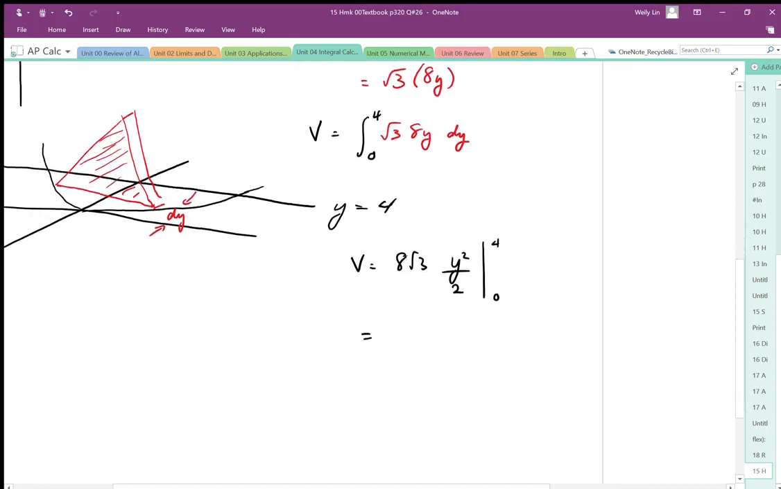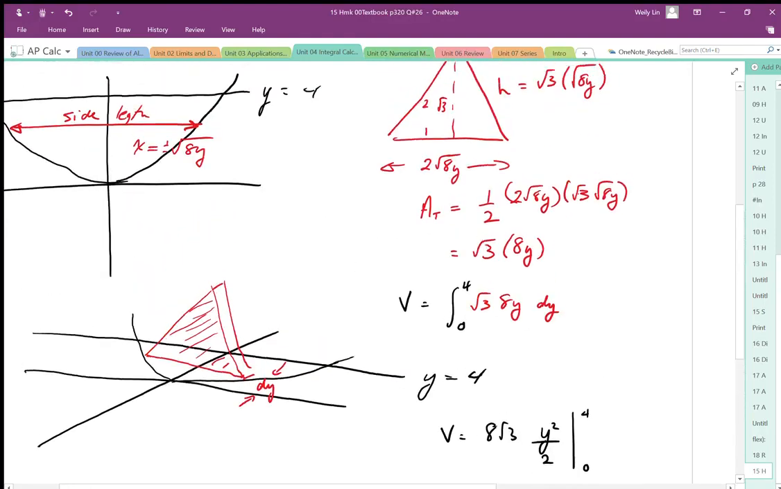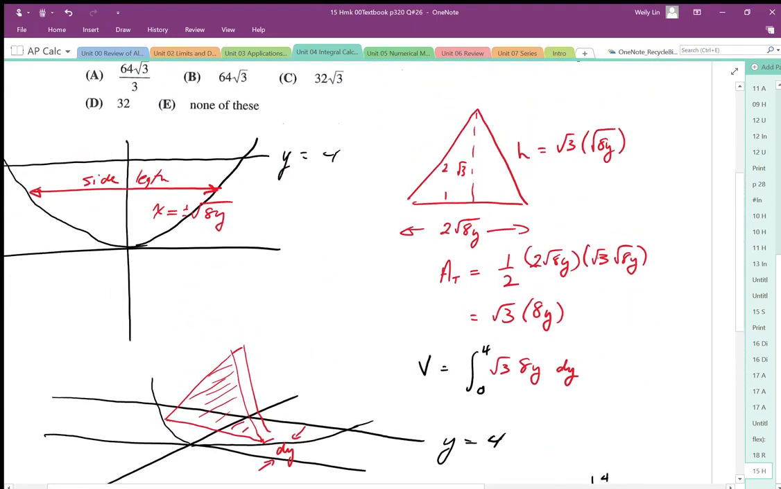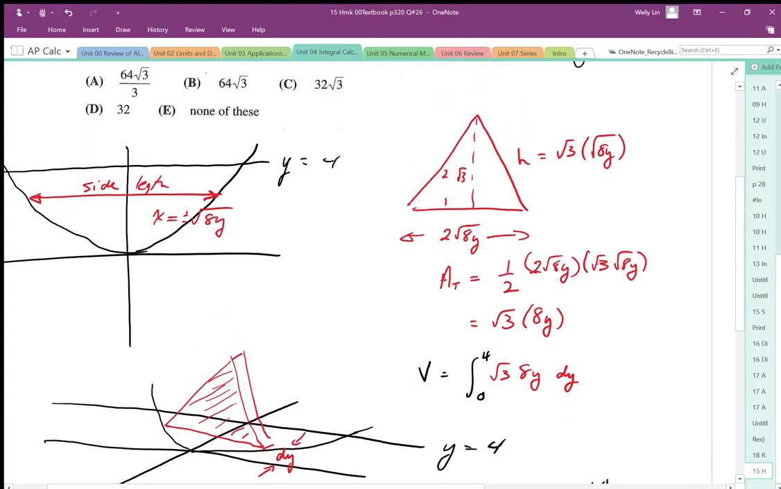Plugging that in, I end up with 8 root 3 times, that's going to be 16 over 2, which is 8, minus 0, so this works out to be 64 root 3 units cubed. So the answer in this case is going to be 64 root 3, so the answer is B.